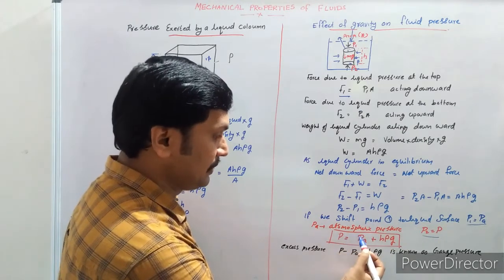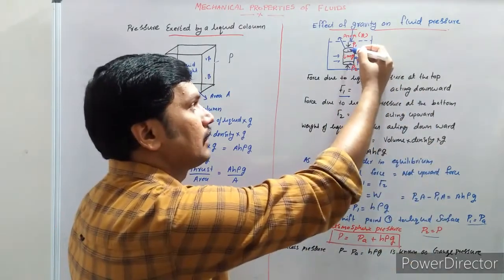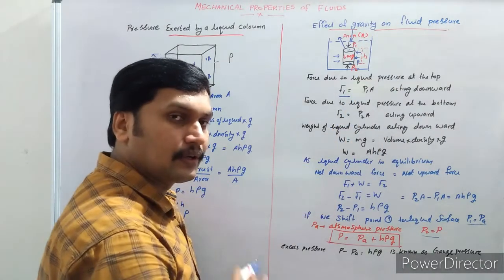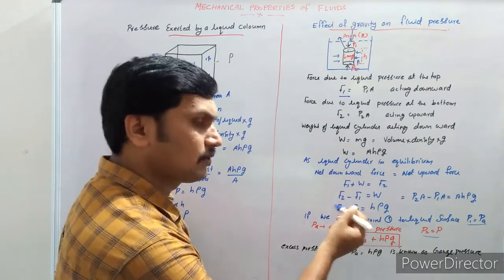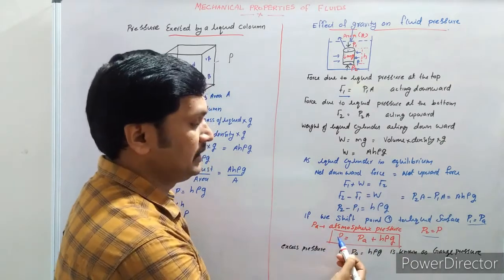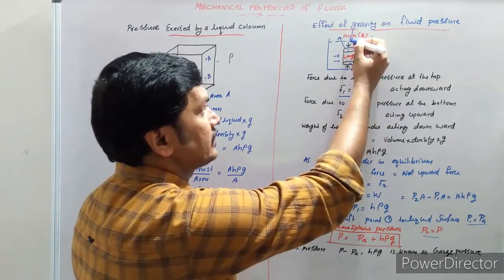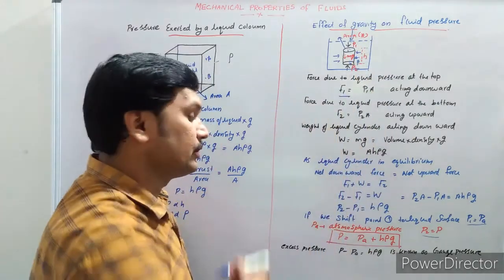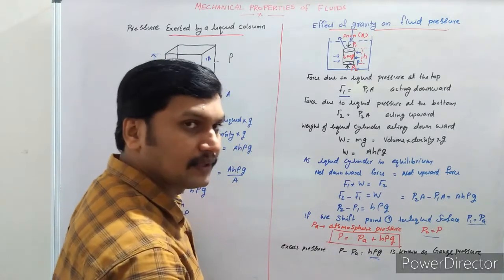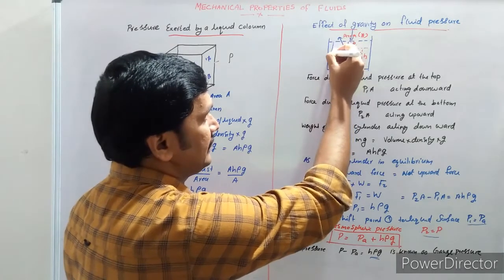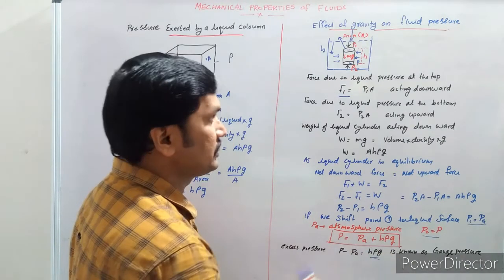Taking this to the right side, P is equal to PA plus H rho G. What is PA? PA is the atmospheric pressure. If this point is on the surface of the liquid, there is no other liquid pressure, only atmospheric pressure. So we write P1 is equal to PA, and P2 is simply written as P. So P is equal to PA plus H rho G. So the difference between the pressure at the top and at any point inside the liquid can be written as P minus PA is equal to H rho G. That is, if you want to find the pressure at a depth H from the liquid surface, it is equal to atmospheric pressure plus H rho G.